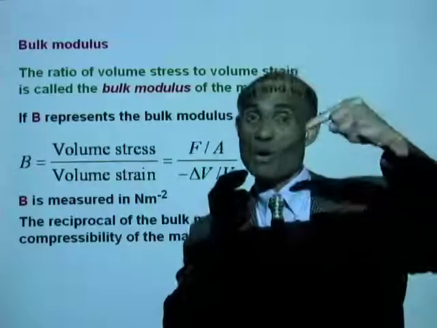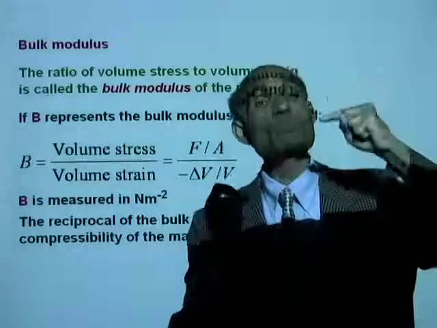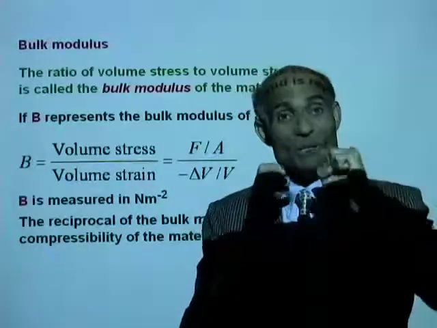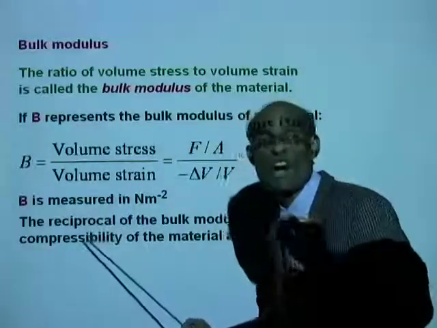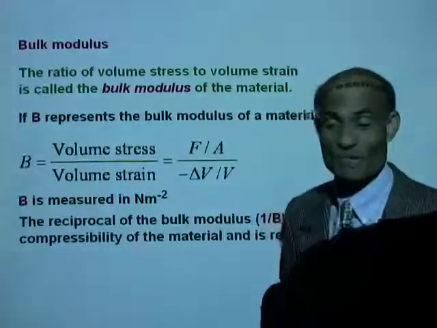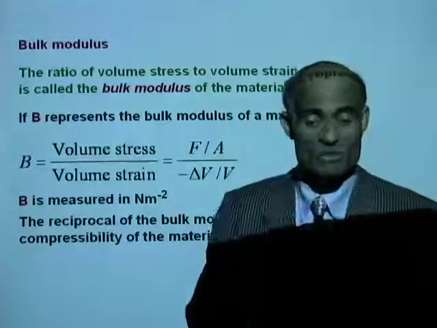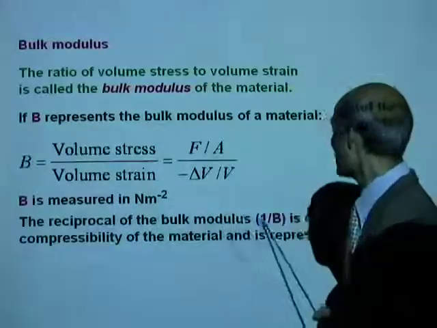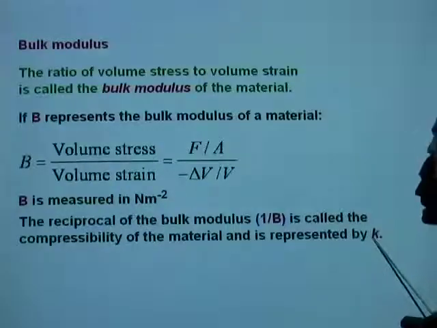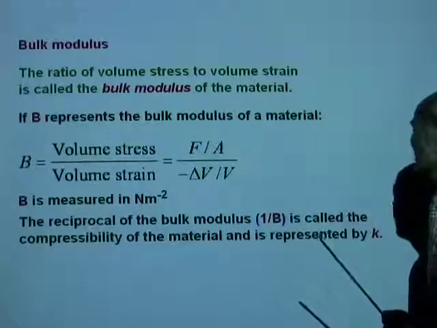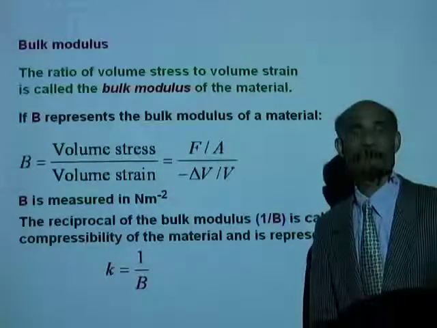In other words, when B is very large, 1 over B is very small, so the compressibility will be very small. For an object of very large bulk modulus, the compressibility will be very small. It will be very difficult to compress it. So 1 over B is called the compressibility of the material, and we represent it by the lowercase k. k equal to 1 over B.